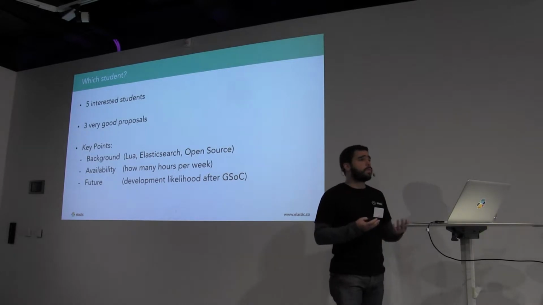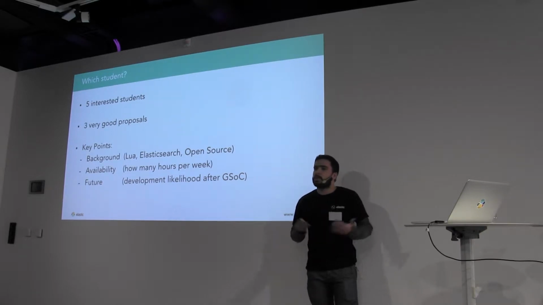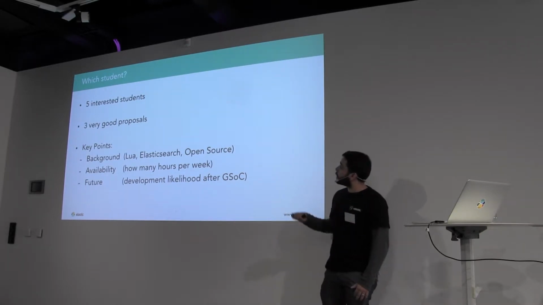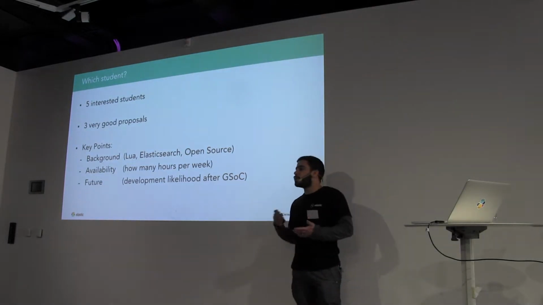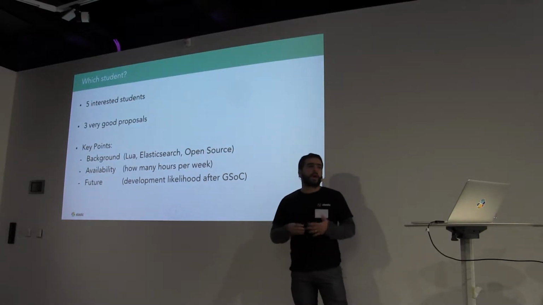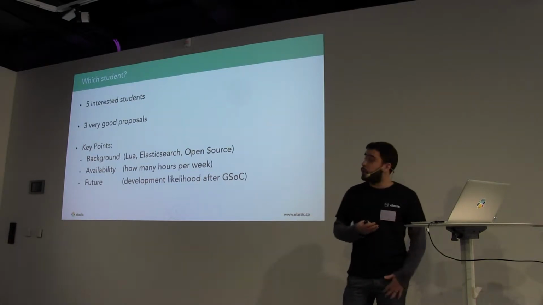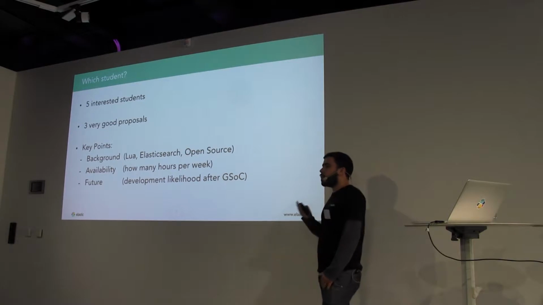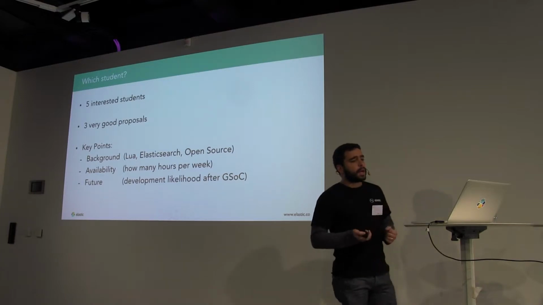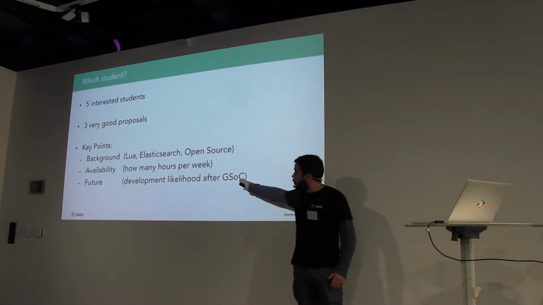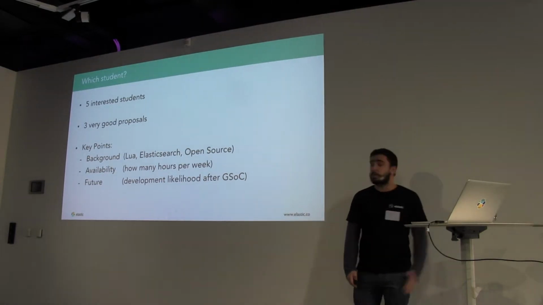Basically the key points for me at choosing were the background. Lua and Elasticsearch were very important to do the project. Open source was really important too, because if the student likes open source, he usually likes to play around, write blog posts, help people, take ownership of the project and keep contributing. That was really important. The availability, so how many hours per week the student was going to be available to work and develop. And of course, the development likelihood after Google Summer of Code. So if the student would be able to take ownership and keep going on the project.